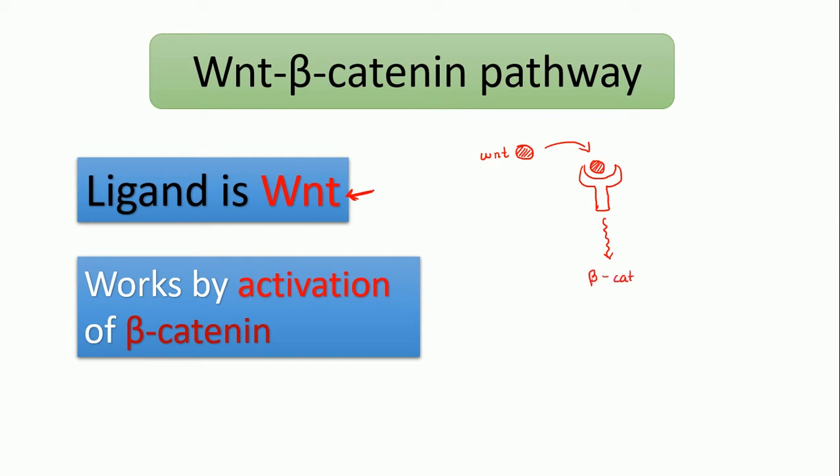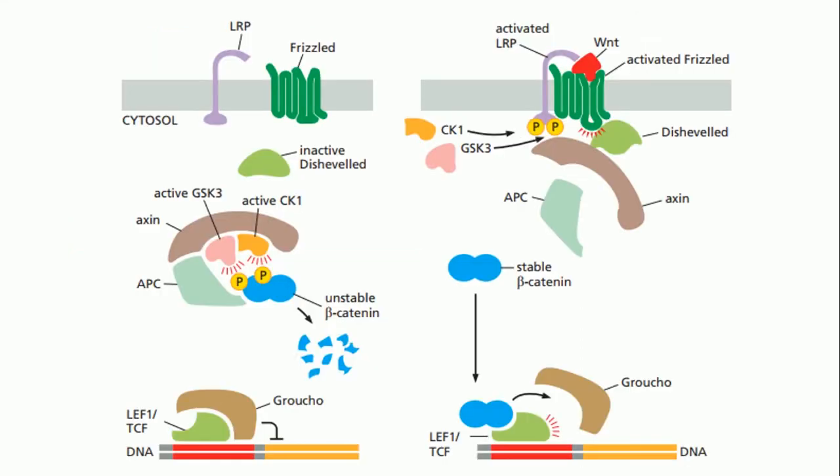Now if Wnt is absent, then beta-catenin activation is halted. We're going to talk about how the beta-catenin is activated and what happens when Wnt is not there. So the ligand is Wnt, and the functional pathway through which it works is by activating another protein called beta-catenin, or beta-cat in short. Okay, so we have two sets of pathways over here. We're going to divide that and talk about it separately.